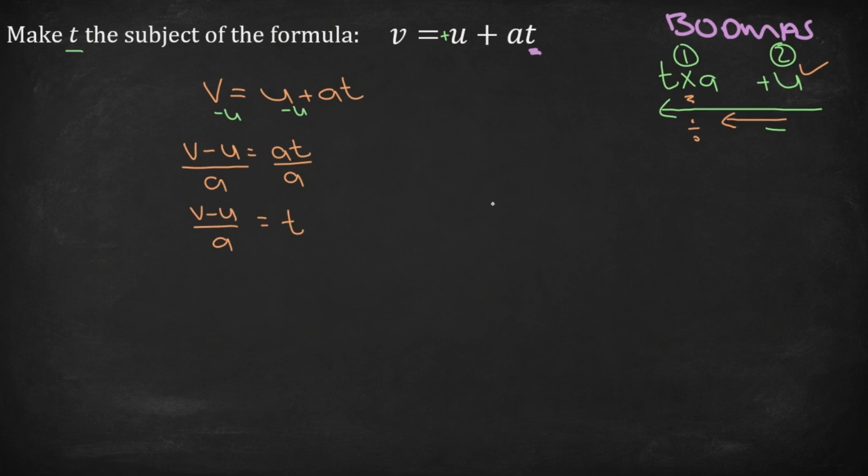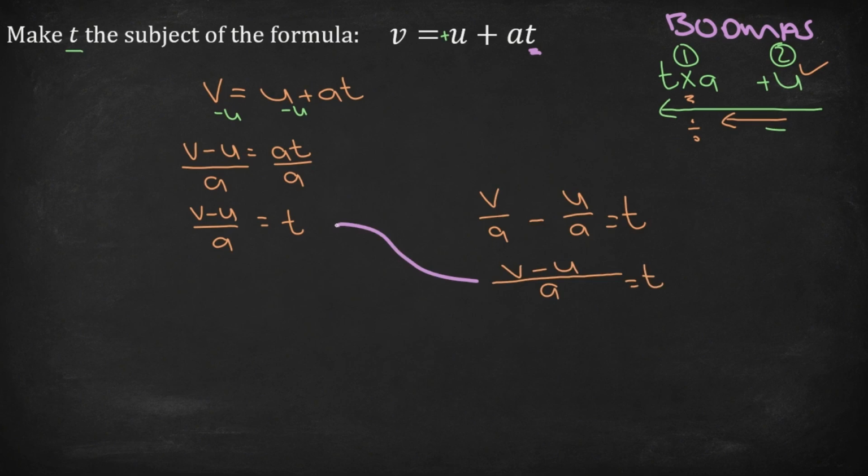You can also do this. You can write it as v over a minus u over a equals t. And then because the denominators are the same, you write one denominator and you combine your numerators. So you end up with exactly the same equation like you have over here. It just involves an extra step.